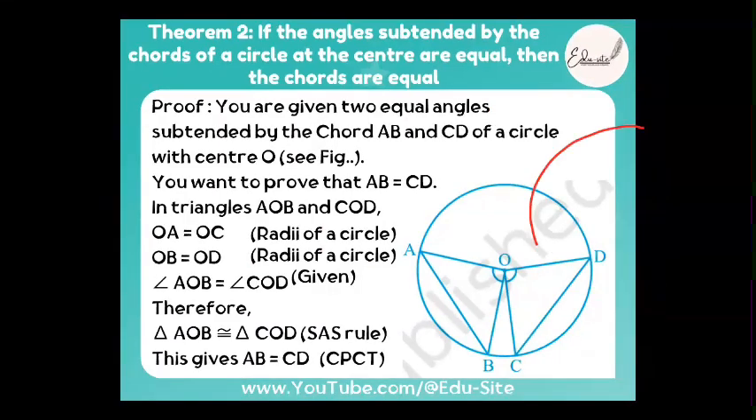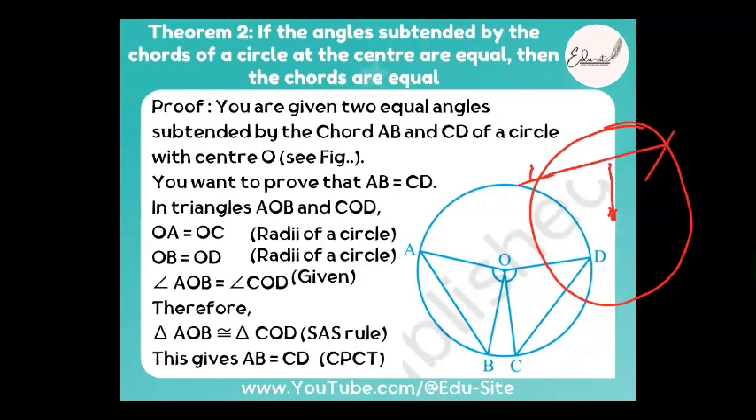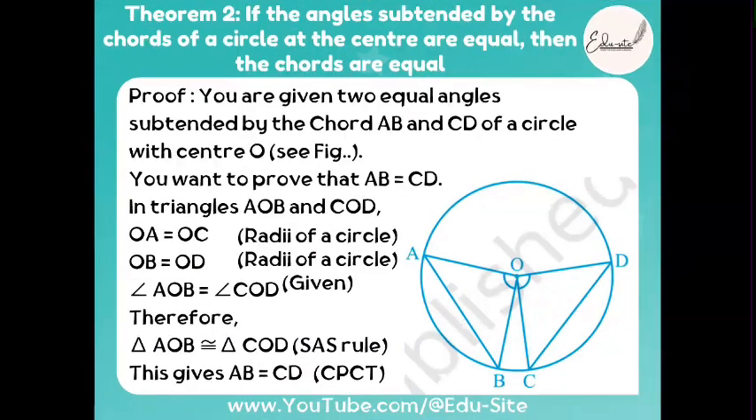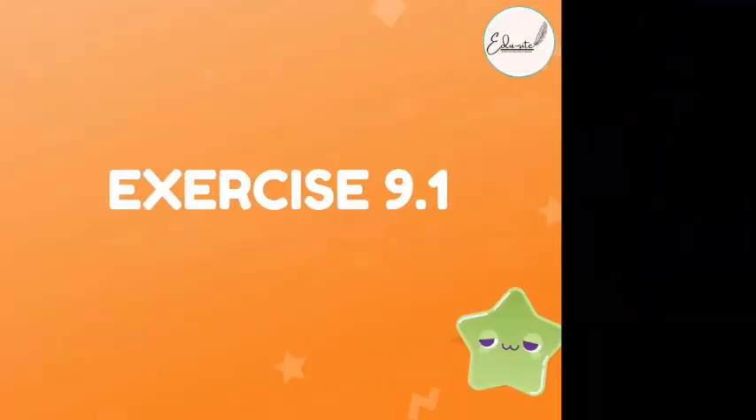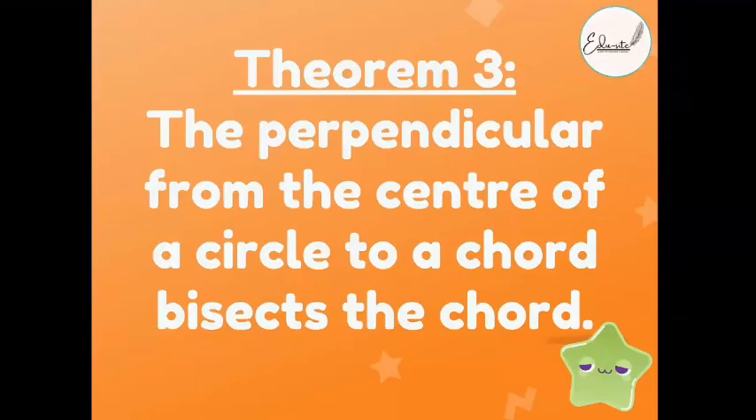The perpendicular from the center to a chord bisects the chord. Yes. And what about theorem number 4? It's just the converse of theorem number 3. The line drawn through the center of the circle to bisect the chord is perpendicular to it. Excellent, very good. So that was theorem number 4 and 3.